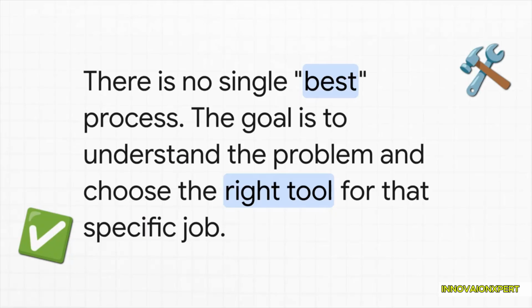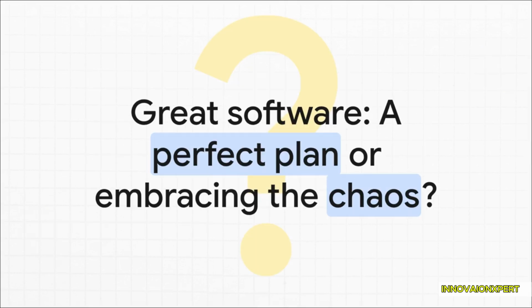So you see, in the end, it's not about finding some single best process that works for everything. It's about the team really understanding the problem they're trying to solve, knowing the people they're building it for, and being honest about the risks. And then they can go to that toolbox and pick the blueprint that makes the most sense for that very specific job. And that kind of leaves us with one final thought to chew on.